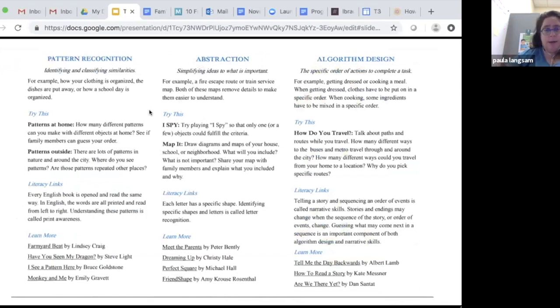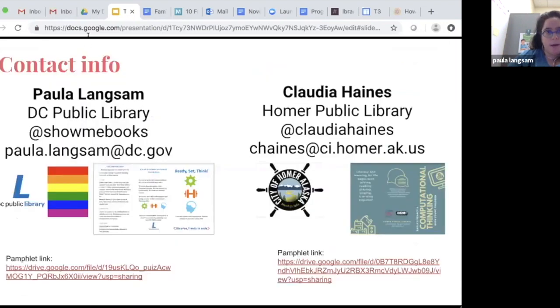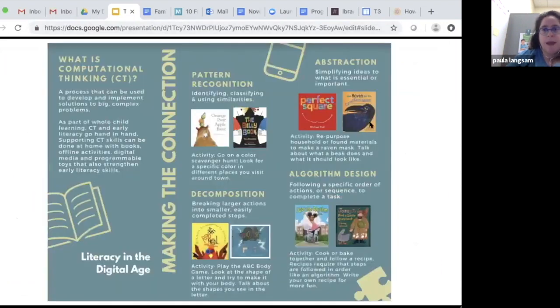and then books. And then here is a pamphlet that Claudia put together for Homer library people that I really like because it has some really great picture books in it that are tied to these concepts. So it's really about a way that you can explore concepts with literature, which is pretty cool.